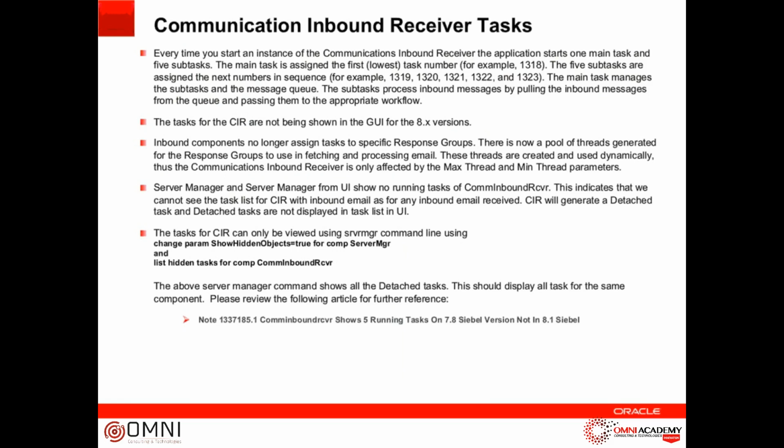So every time we start an instance of the communications inbound receiver, the application starts one main task and 5 subtasks. The main task is assigned the first lowest task number, and the 5 subtasks are assigned the next numbers in sequence. So now from version 8.x onwards, we cannot see the tasks for CIR in the GUI.